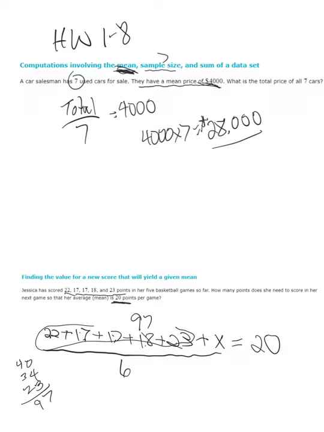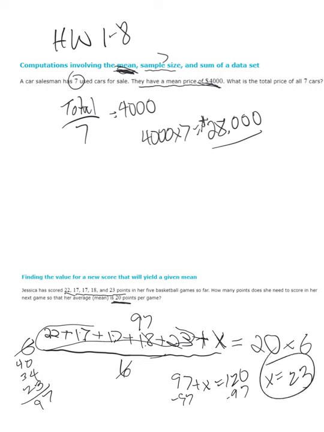97 plus this x here, divided by 6. All right, so I'm going to multiply by 6 on both sides to get rid of that. So then I'd have 97 plus x equals 120. Subtract that 97 from both sides, and it would tell me what she needs to score in that last game, that 6th game, in order to be averaging 20 a game. All right. Let that one sink in a while if you need to before you head on to the next one.